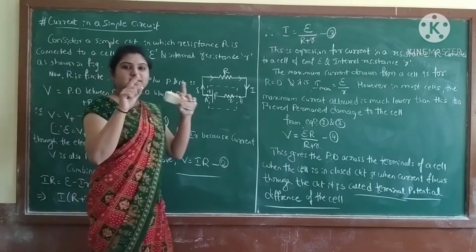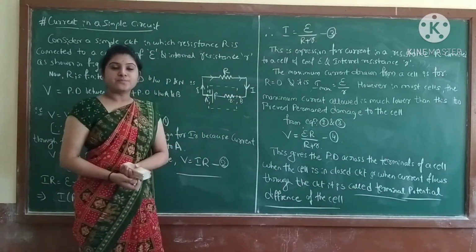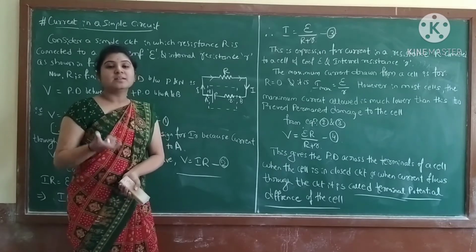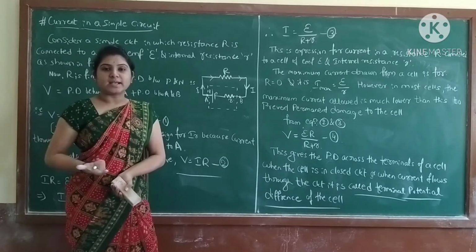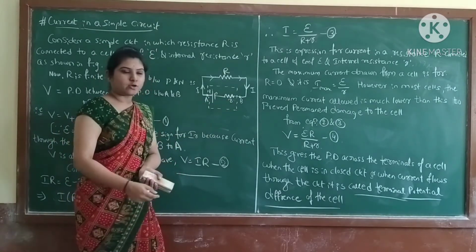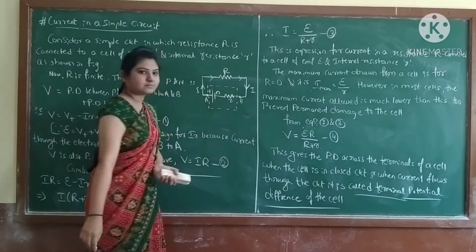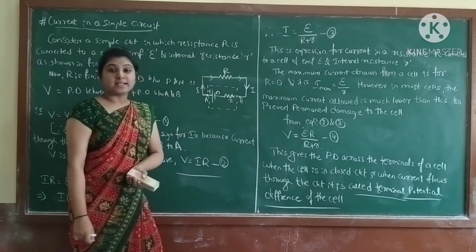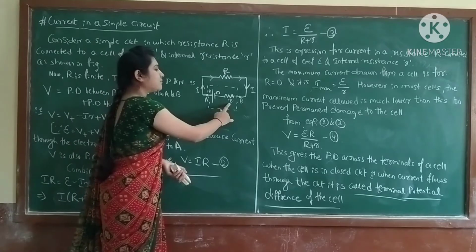So what they said, just consider one simple circuit. Here they consider one cell. I already told you that a cell has only one positive and one negative electrode. So just consider here one positive electrode, P, and one negative electrode, N. This I connected to one resistance, that is the internal resistance. Correct? So denote it as a small r.